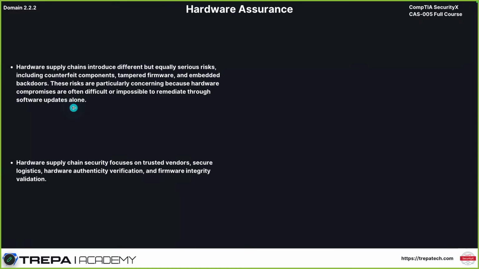Okay, hardware assurance. Hardware supply chains introduce different but equally serious risks, including counterfeit components, tampered firmware, and embedded backdoors. So how do we get assurance from the vendor that our hardware has not been tampered with? Well, we can go into a contractual thing with them. We can work with our VARs, our value-added resellers, and say, make sure that the hardware you're supplying to me, I'm a managed service provider, is from the vendor itself, and there should be some sort of SLA involved.